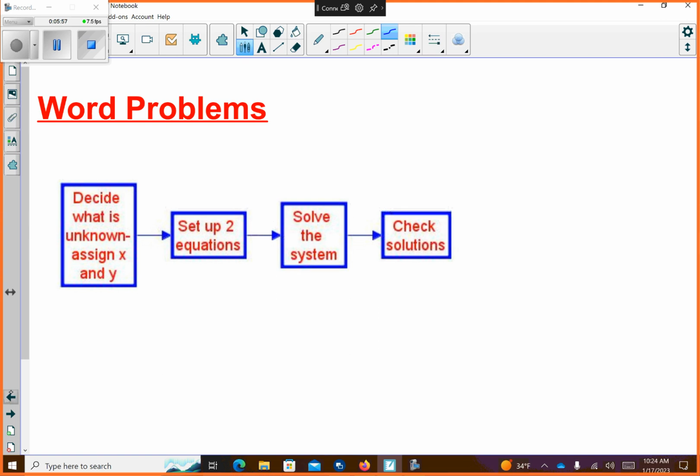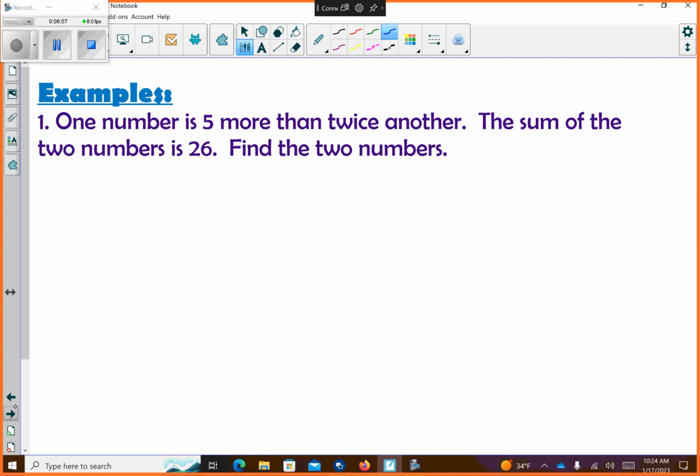You have that, right? That's the same. All right. So decide what's going to be x or y. Set up two equations, solve it, and then check it.